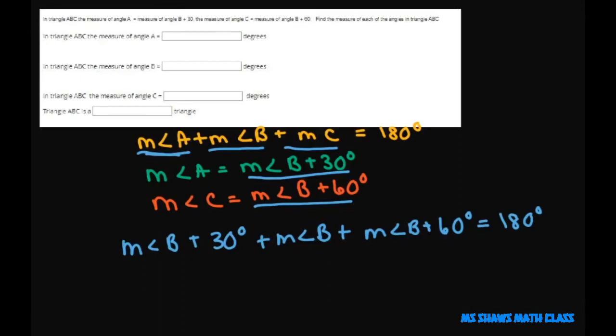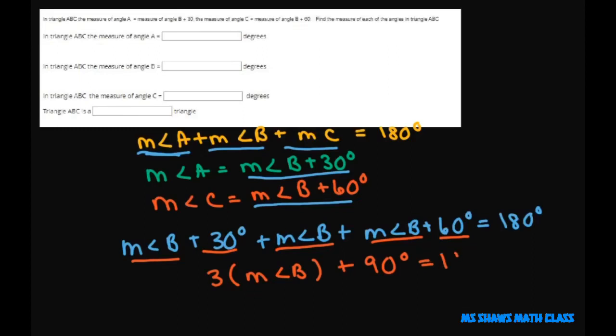So the measure of angle B, we have 1, 2, 3 of those. So 3 times the measure of angle B. And then we have 30 plus 60 equals 90. So we're adding like terms. That equals 180 degrees. Subtract 90 from both sides and you get 3 times the measure of angle B equals 90 degrees. You divide both sides by 3 so we know the measure of angle B equals 30. So here we have the measure of angle B is 30 degrees.